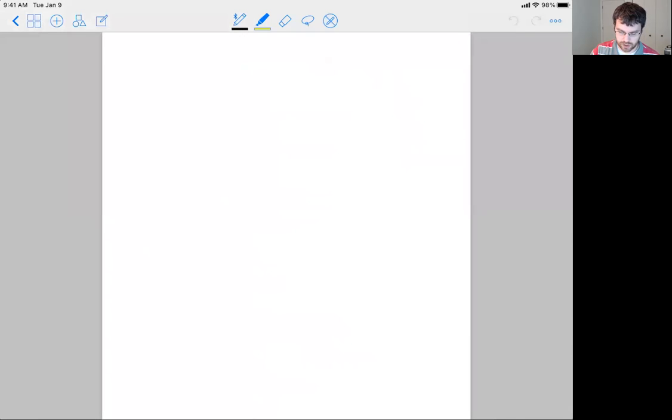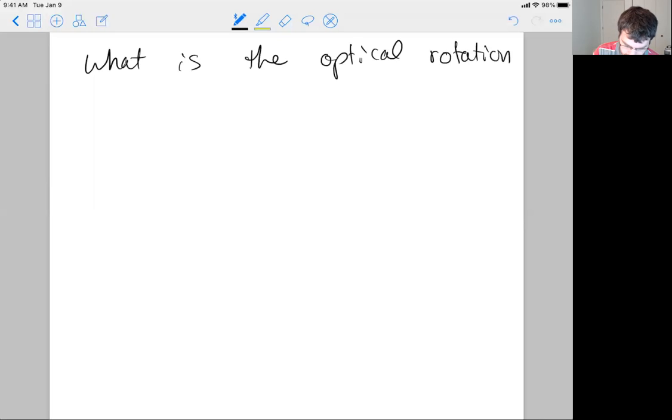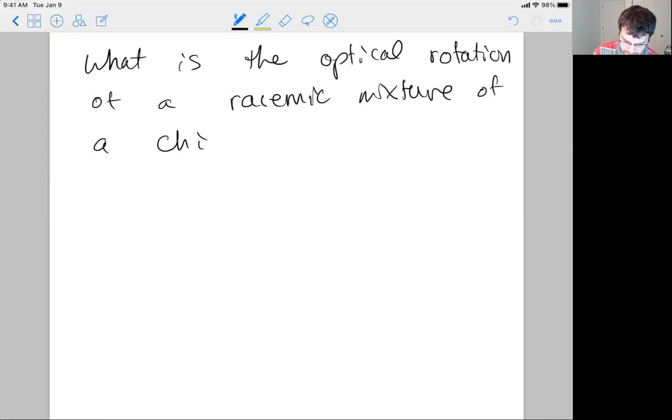Let's just do a quick thought experiment. We've been thinking about optical rotation. What is the optical rotation of a racemic mixture of a chiral molecule? So we've got 50% one enantiomer, 50% the other enantiomer.